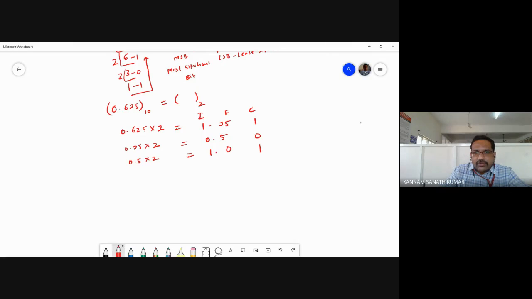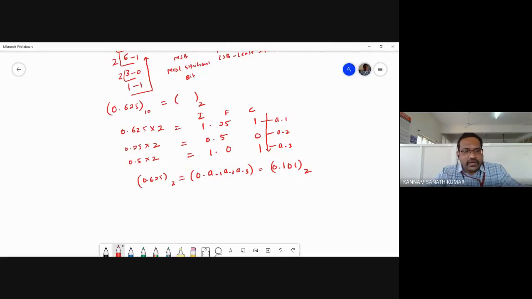Coefficient is 1. So that means you take the values from top to bottom. So 0.625 to the base 2 is equal to what? Let us consider a minus 1, a minus 2, and a minus 3. The answer will be like this: 0.a minus 1, a minus 2, a minus 3. So these are the values. So this is 0.101 to the base 2. This is how we can convert a decimal fraction into binary.